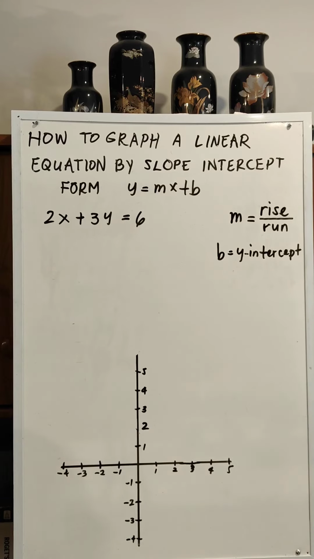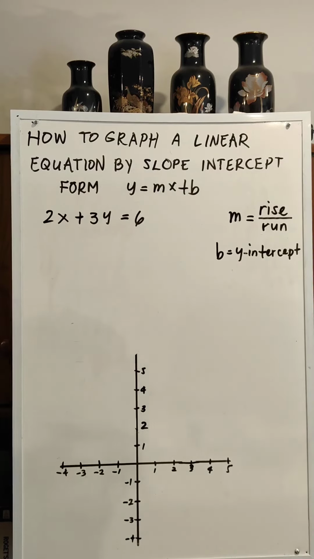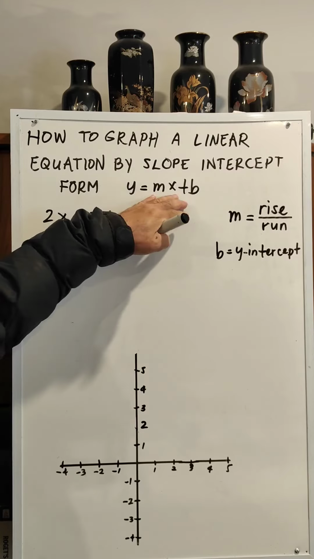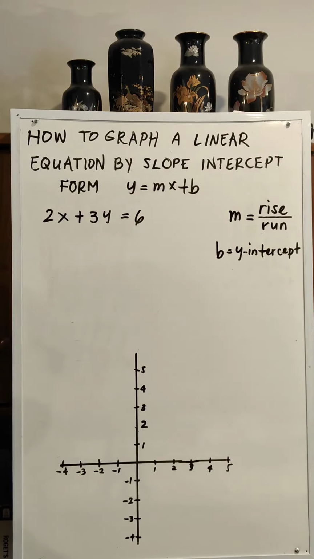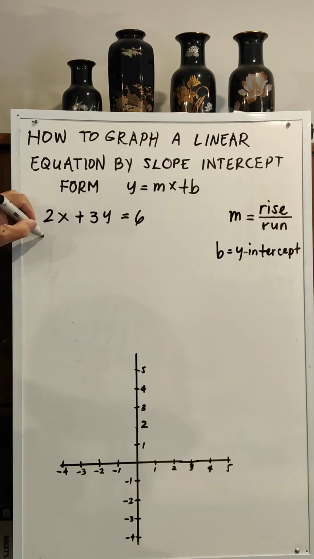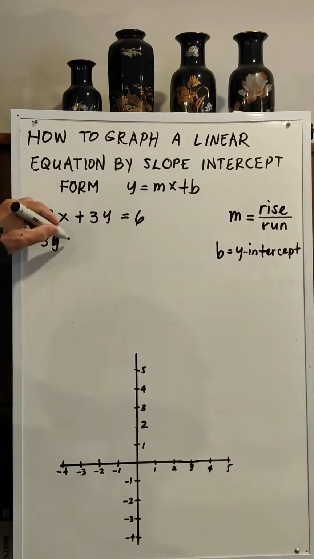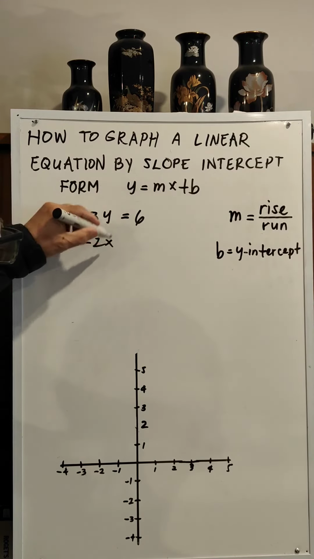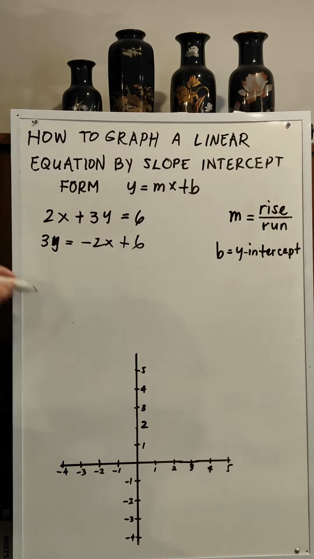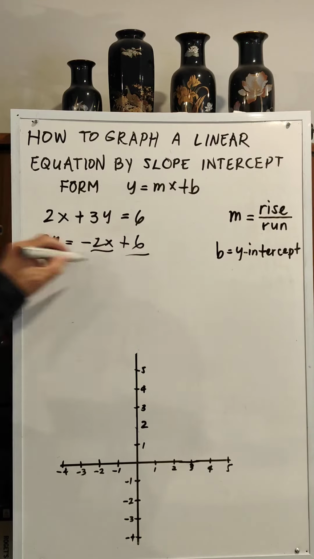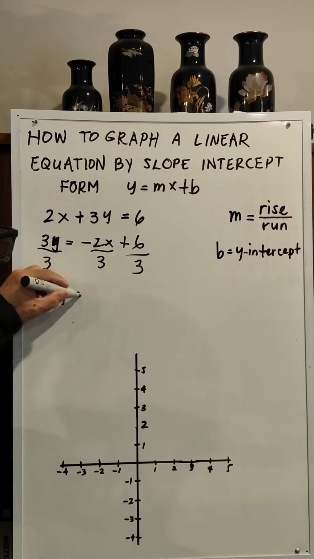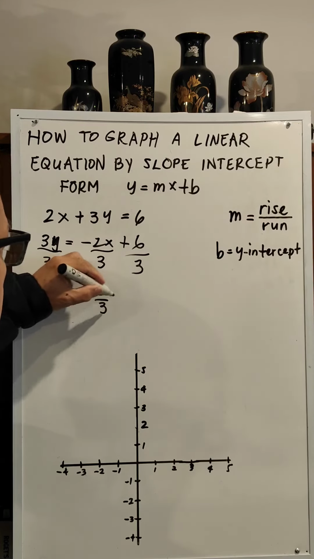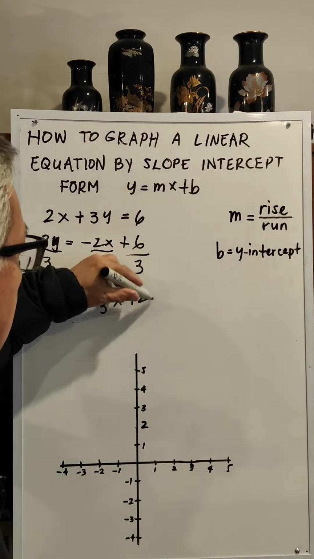To graph a linear equation by slope-intercept form, we need to make the equation similar to this format, where m is the slope and b will be the y-intercept. So first we move 2x to the other side of the equal sign. It becomes 3y is equal to negative 2x plus 6, and then we divide everything by the coefficient of y. This becomes y is equal to negative 2/3 x plus 2.